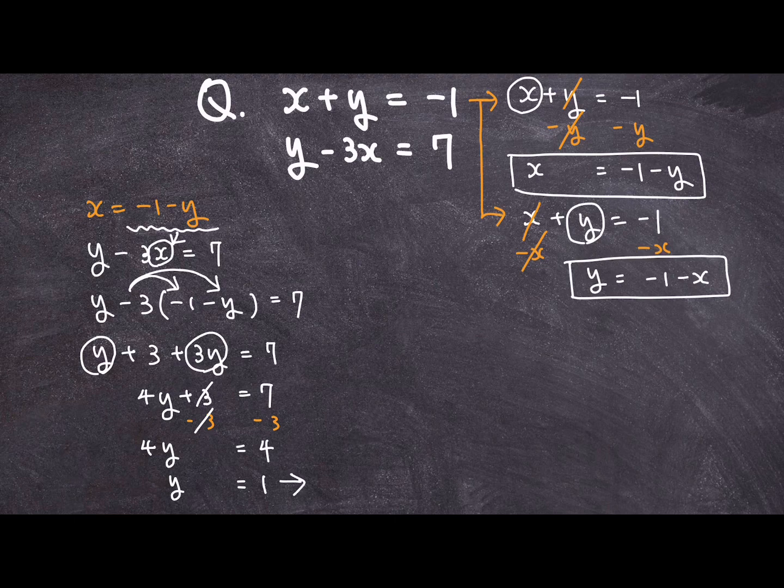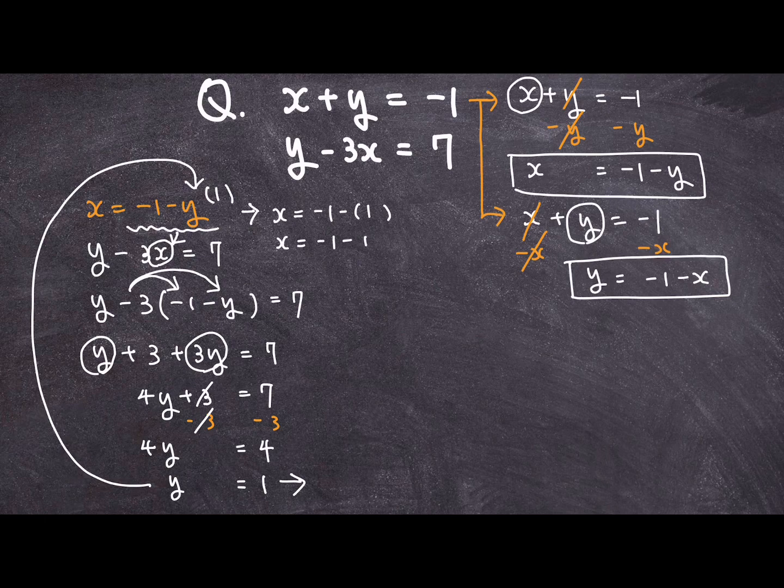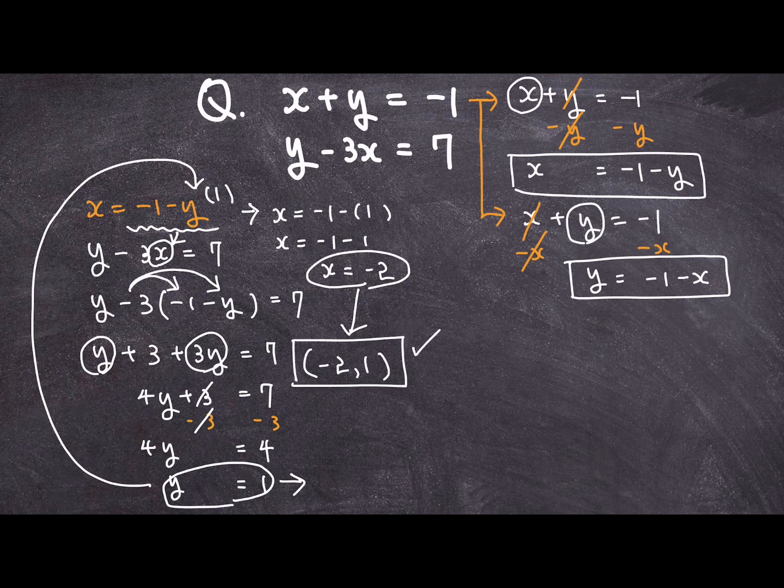From this, we can substitute the value of 1 in place of y to get the value of x. That gives me x is equal to -1 minus y, so x is equal to -1 minus 1, and that is x is equal to -2. Now I know our values of x and y, so my final answer is (-2, 1). That is our final answer from solving this system of equations using the substitution method, and I used x is equal to -1 minus y.